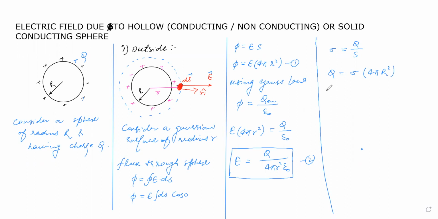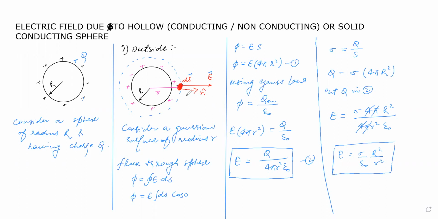Okay. And now you can put this value of Q in equation number 2. We get E is equal to sigma 4 pi capital R square over 4 pi small r square epsilon naught. 4 pi and 4 pi will cancel each other and you get E is equal to sigma over epsilon naught, capital R square over small r square. This is the value of electric field due to this sphere, on the outside, in terms of density sigma. Are you clear or not?